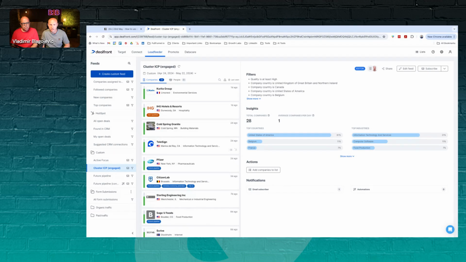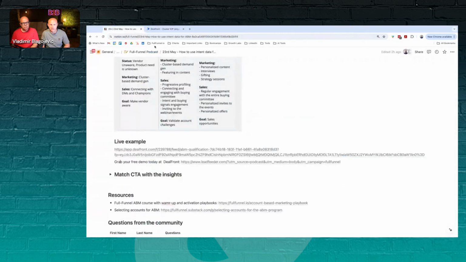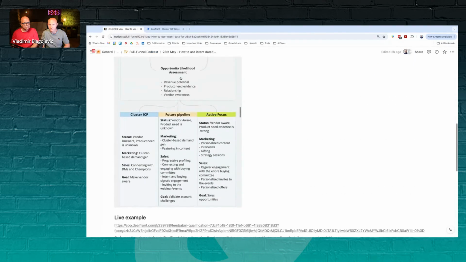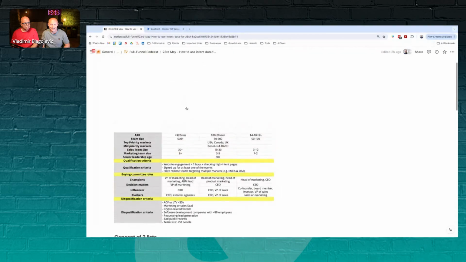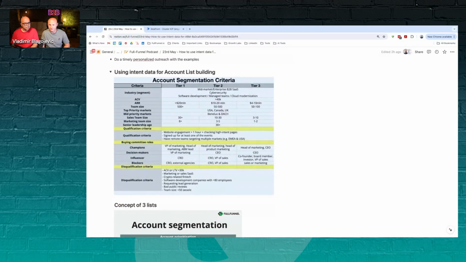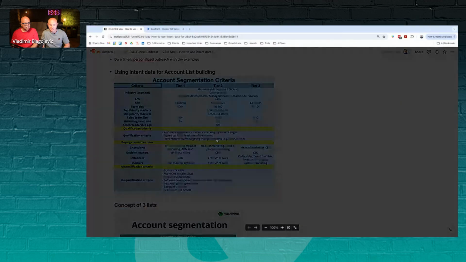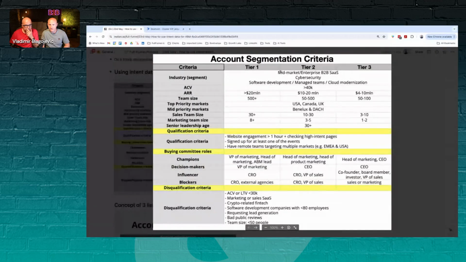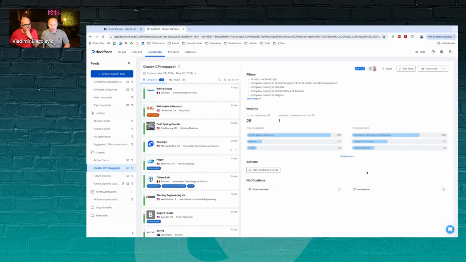So for a second, let's come back to the ideal customer profile while I pass the microphone to you, Vlad. So the guys can see this, right? This is the account segmentation criteria, the ideal customer profile. Now, let's come back to the product, to Dealfront.